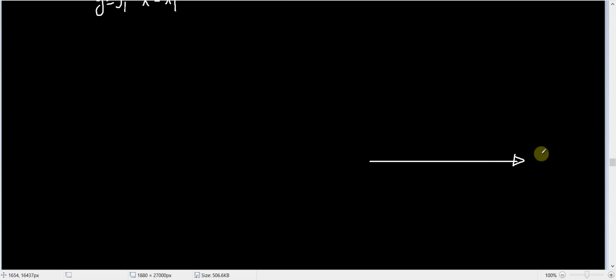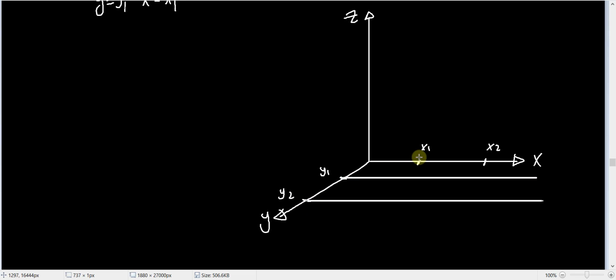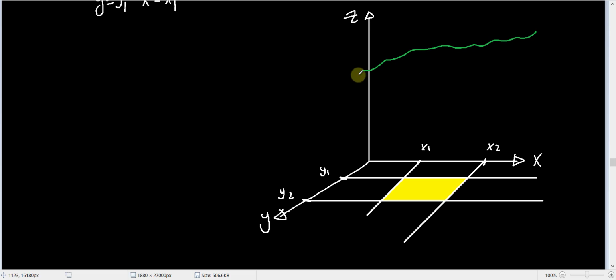You have the x-axis, you have the y-axis, and you also have the z-axis or the height. And here you can have, let's say, x1, here you can have x2, then you can have here y1, and here y2. Then you have some area enclosed between those limits. So you have this and this, then you have this and this. And now this is your area. This yellow thing is your area, and above this area you might have some function in 3D. So you might have something like that.